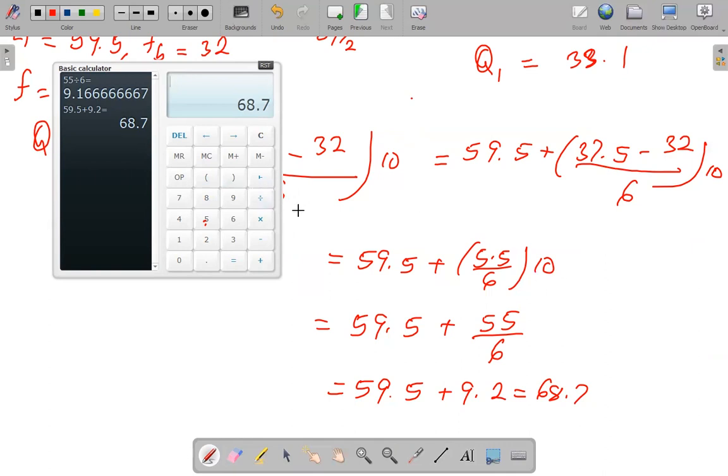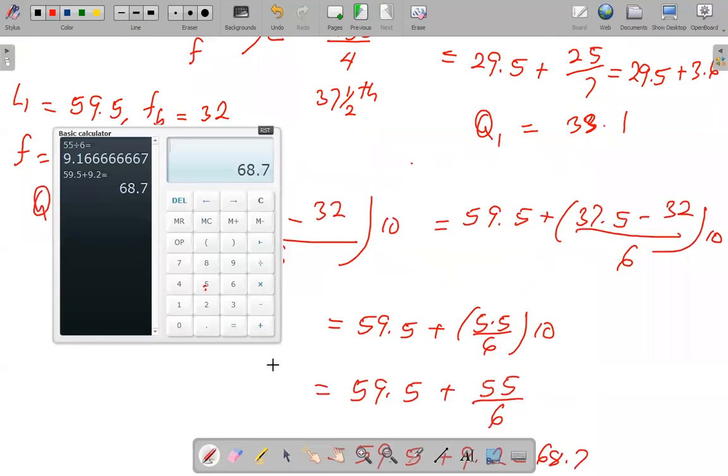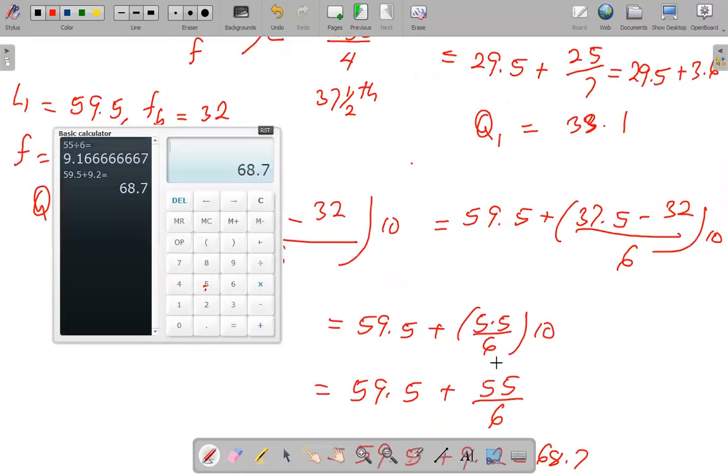With that information, we can then calculate the interquartile range, which is the upper quartile Q3 minus the lower quartile Q1. 68.7 minus 33.1. So our interquartile range is 35.6.